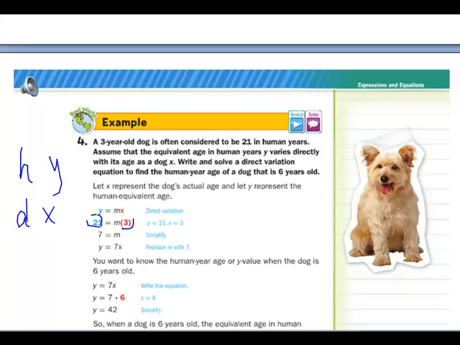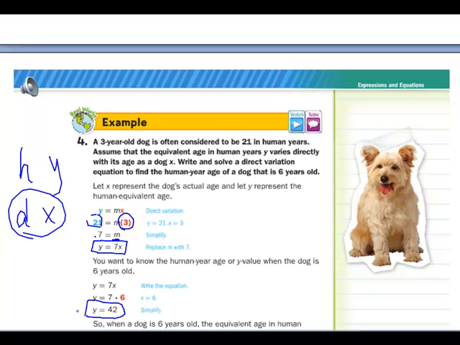Dog years, 3. So if I solve that for m, that's our constant. That's our direct variation constant. That's what we're looking for. You would divide both sides by 3, and so you get m is 7. So our direct variation equation, y equals 7x. Now, if I want to know how old is the dog who's 6 years old, you're just simply going to put in, we just said dog years was x, so you're going to put in a 6 right there for x. The dog will be 42 in human years.